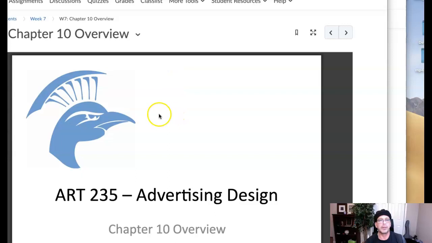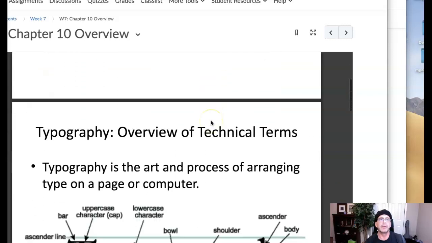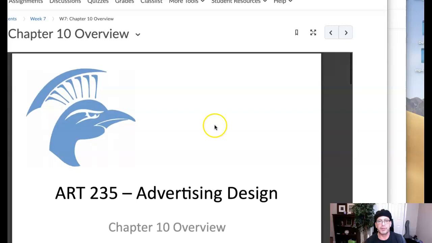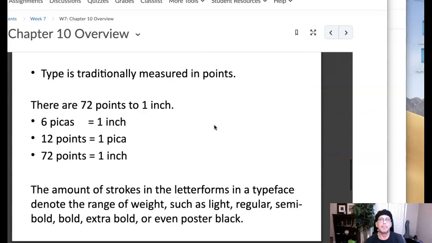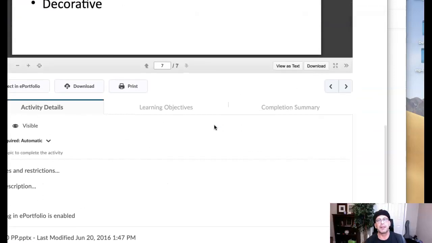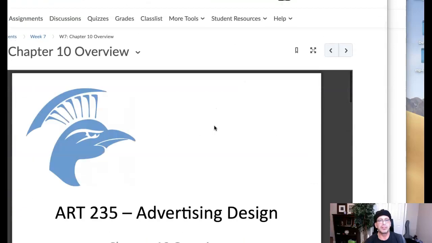Okay, guys, welcome to week 7, chapter 10 on typography. And this lecture is going to be about typography. I'm going to go through this kind of outline. It was taken right from the course reading. So be sure to read chapter 10 in the book. It's a really good chapter, very thorough, covers a lot of things.